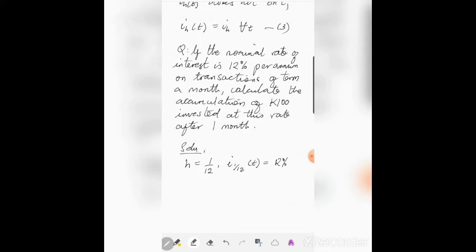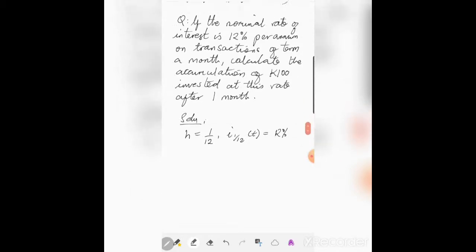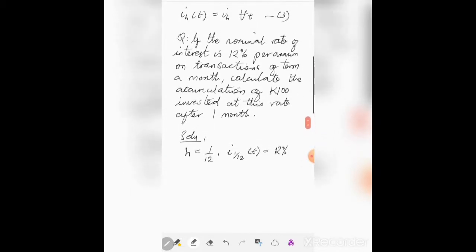So what are we supposed to do here? The effective rate monthly is therefore 1%, and the accumulation of 100 kwacha invested over 1 month is then... So how do we find the effective monthly rate? We have 100 kwacha. Applying the formula, we have 1 plus 1%, and this will give us 101. So this is how you do this question.